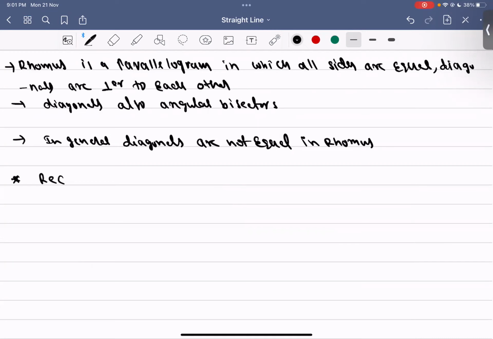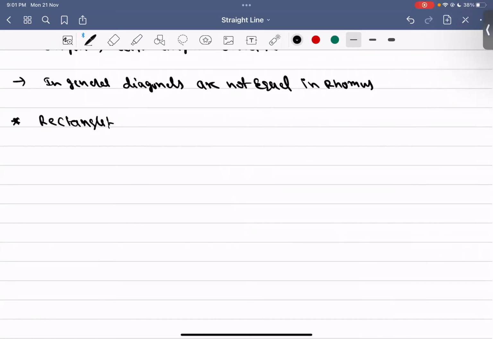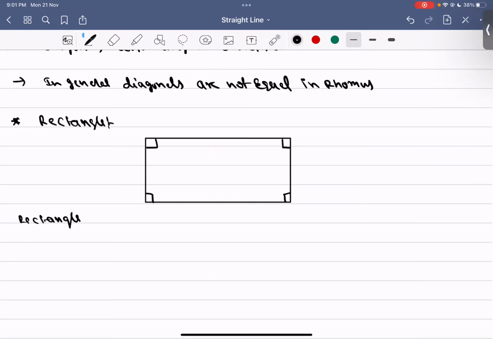This is the rhombus. Next, the third one is the rectangle. In a rectangle also, all the properties of a parallelogram are satisfied, because a rectangle is also a parallelogram. Therefore, a rectangle is a parallelogram in which all angles are 90 degrees.